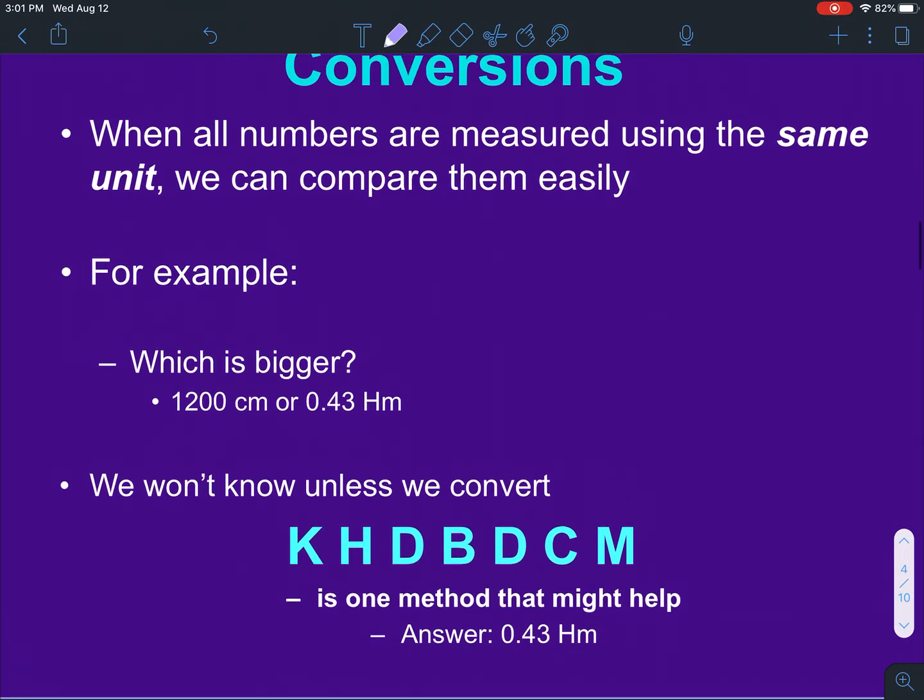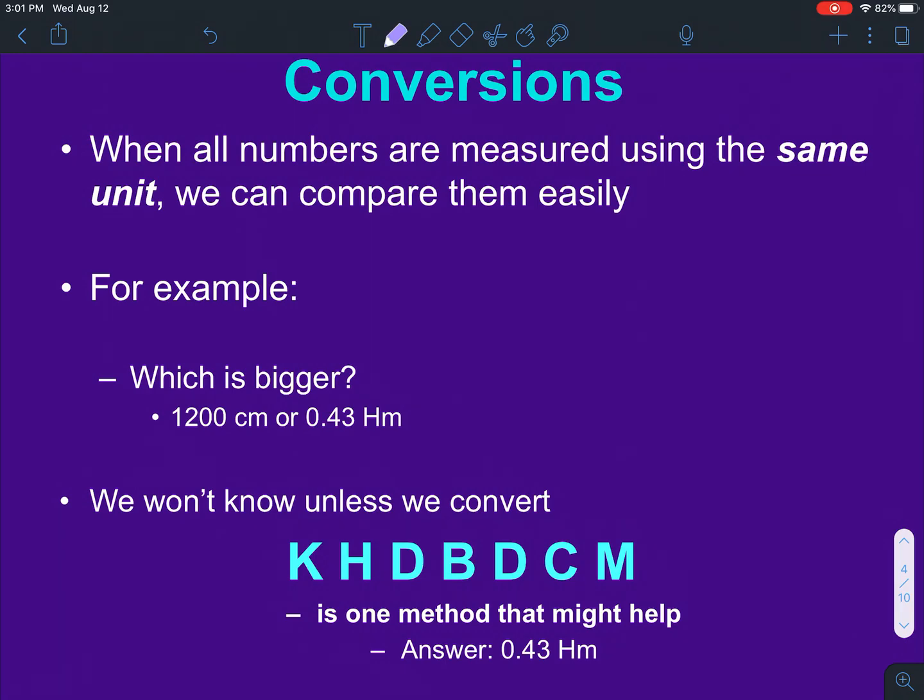Okay, so conversions is basically taking one unit in the metric system and turning it into a different unit in the metric system. It allows us to compare easily. And so for example, if you look here, if we compare 1,200 centimeters to 0.43 hectometers, and we want to know which one is bigger, that's a really hard question because centimeters and hectometers don't compare easily. That's hard to do in your head, okay? So what we can do is convert both of those to meters and then compare.